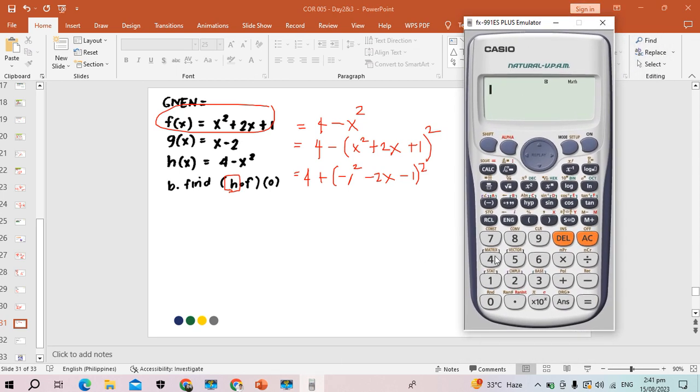Okay, let's do the shortcut and see if it's correct. 4 minus x squared. What is our x squared here? That is 0, right? So, 0. If you know, use a calculator. Plus 2 times 0, plus 1. Then close, then square. Let's see if the result is correct. Oh, it's 5. We got 5.